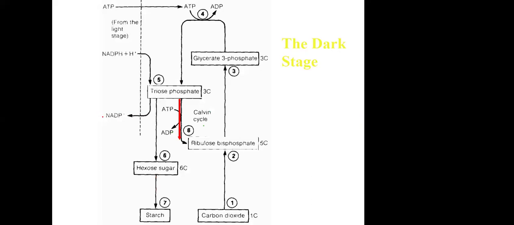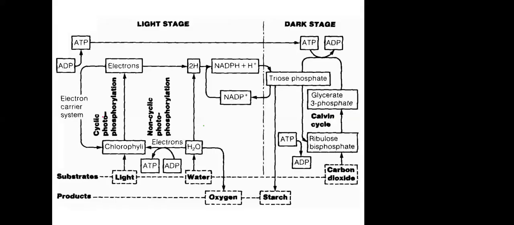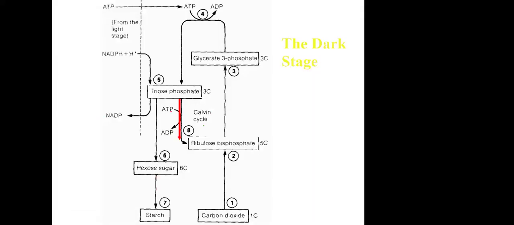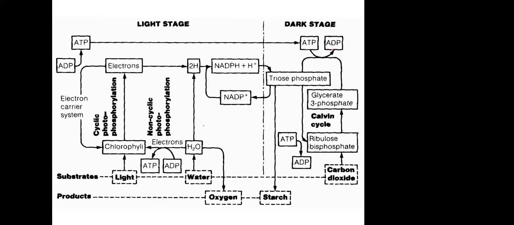Then now we look at this stage where we have the regeneration of the ribulose bisphosphate. Now this is a combination of both. This is adopted from Understanding Biology. Here we have the light stage and the dark stage juxtaposed together, put next to each other. So let's start from here.